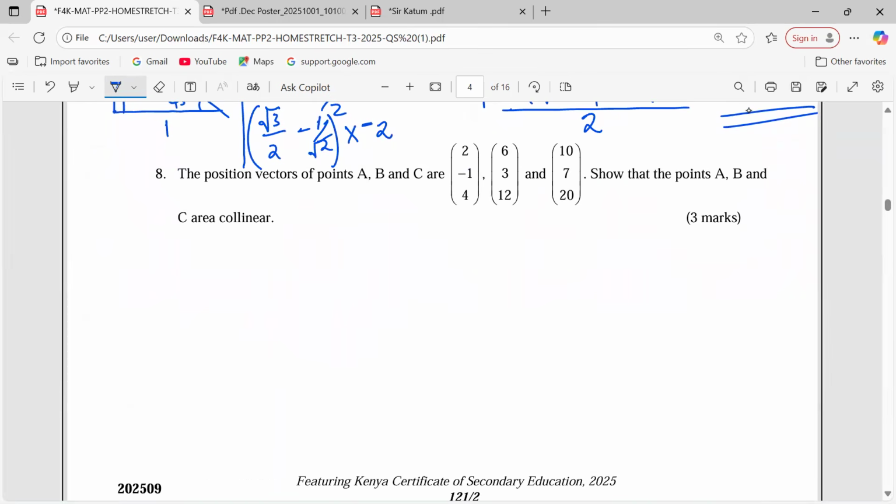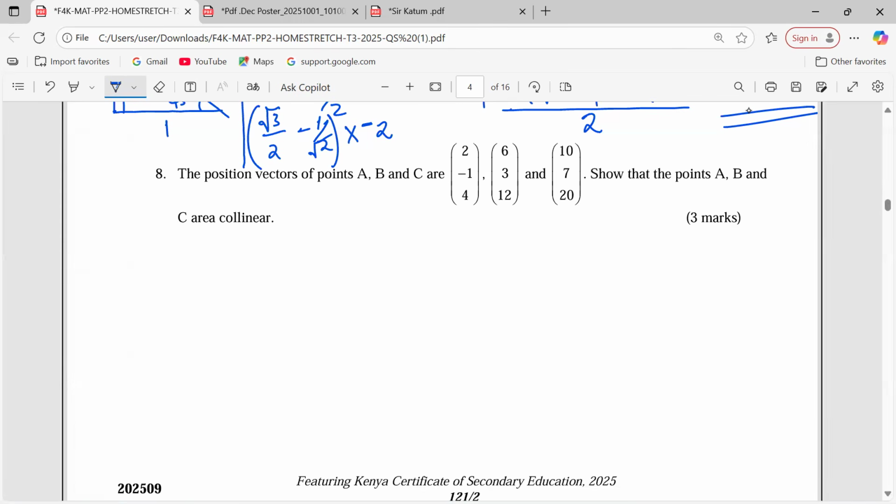This is on vectors, position vectors, collinearity, because we are given that the position vectors of points A, B, and C are 2, negative 1, 4, 6, 3, 12, 10, 7, 20. Show that the points A, B, and C are collinear. For you to show collinearity, you're supposed to express two of any vectors that exist amongst the points that are given.